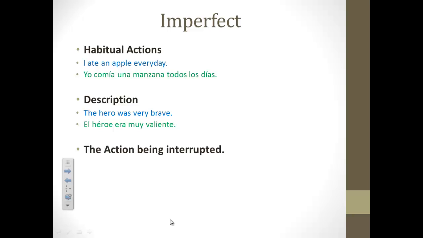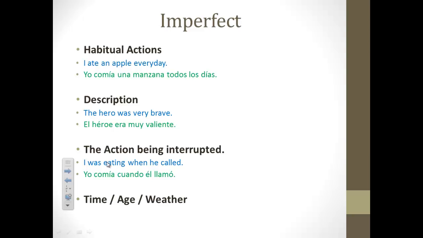Alright, you're also going to use the imperfect to talk about the action that was being interrupted. I'll use the same example that I did over in the left-hand column. I was eating when he called. Remember that the imperfect is what was going on when all of a sudden the preterite comes in and interrupts it. So, I was eating when he called. Eating is what was being interrupted, so that's got to be imperfect. Yo comía cuando él llamó.